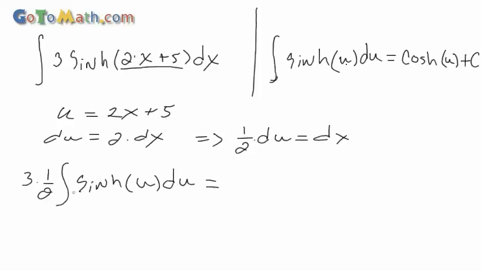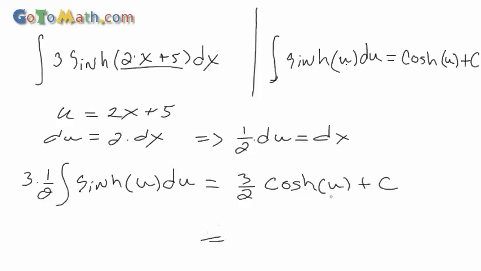Alright, looks good. So the integral of hyperbolic sine is cosine hyperbolic. So we go ahead and write that. Now let's not forget about this stuff. So this is 3/2 cosine h of u plus c.